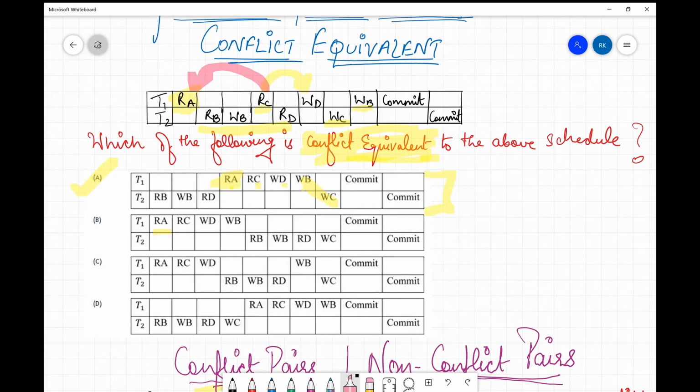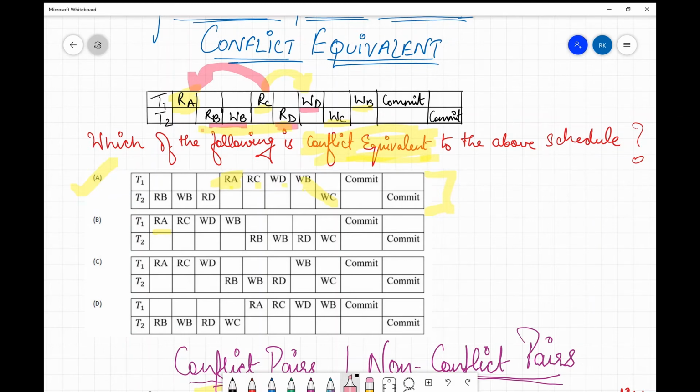And so now what do we need to check over here? We need to check if RC forms a conflict pair with WB or RB. No, it does not form a conflict pair with any of these because the data items are different, right? So here also there is no problem. Then WD they have brought to the front. So WD does not form any problem with these two, but it is certainly a conflict pair with RD.